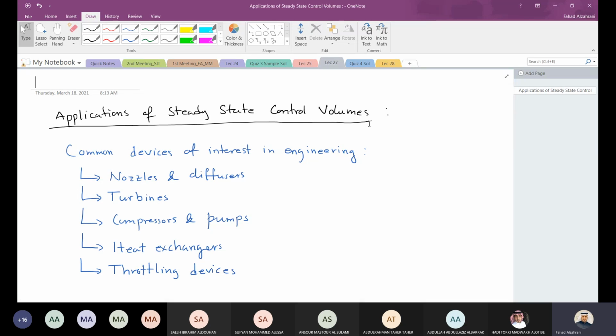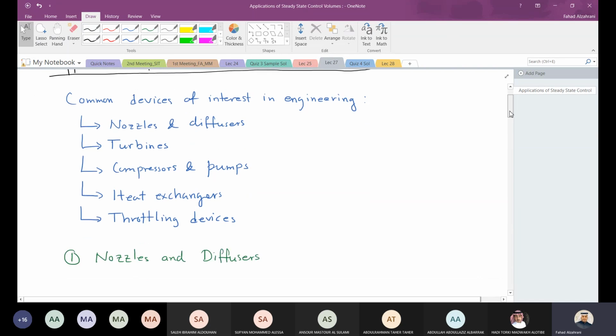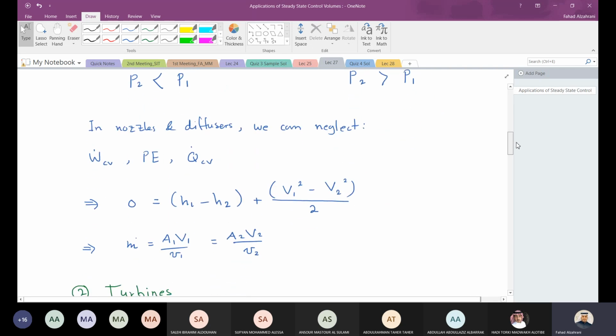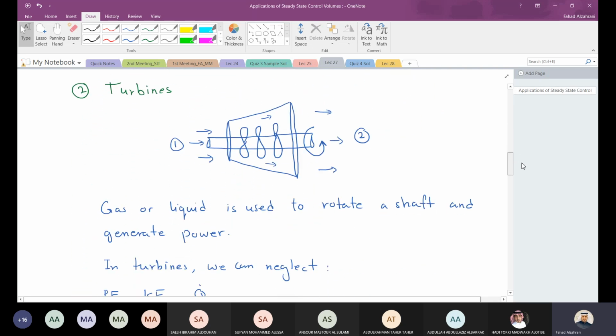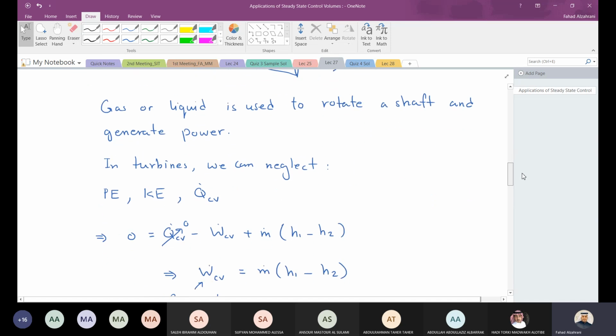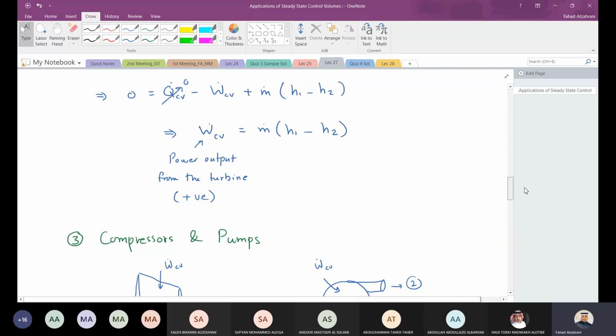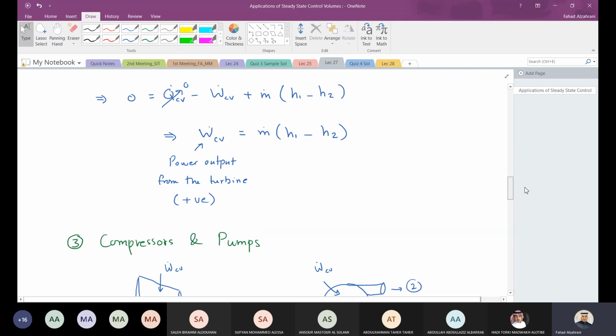So last time we talked about the applications of the steady state control volumes. We have talked about multiple engineering devices of interest, and we applied the energy balance and mass balance for each of these devices. We talked about nozzles and diffusers, and we applied the energy balance for this device. We talked about the turbines, where we generate power output, and we saw how we can evaluate the power output here.